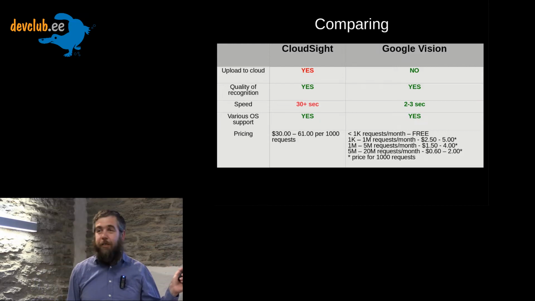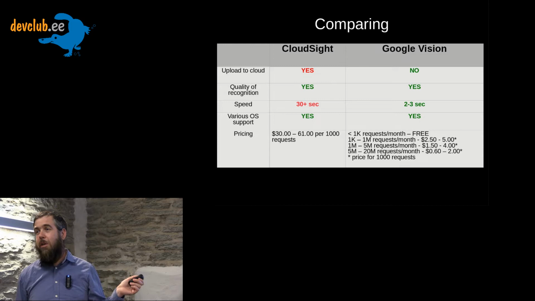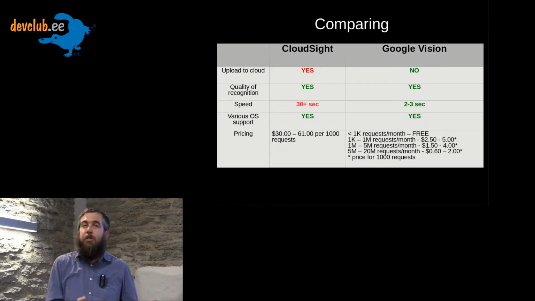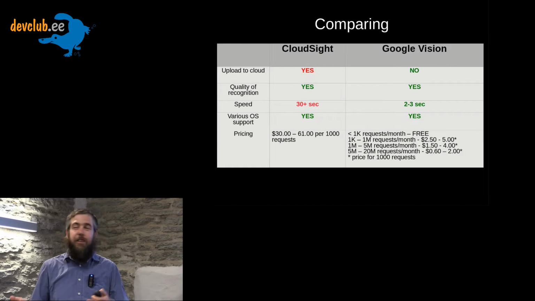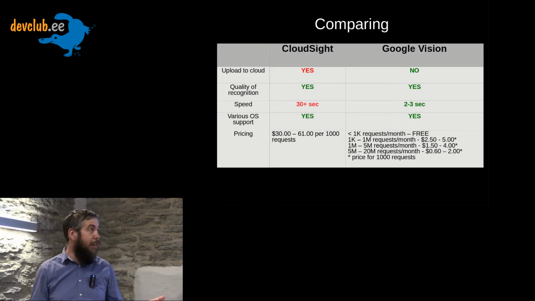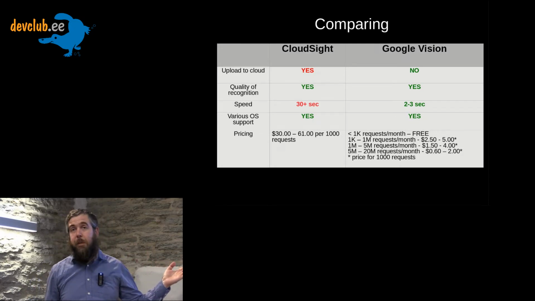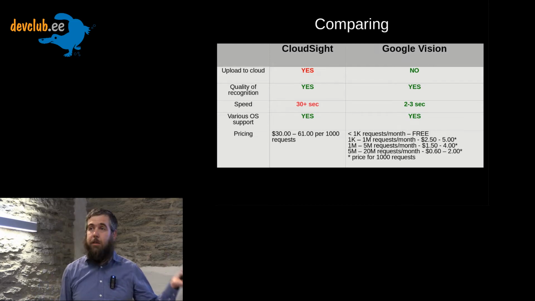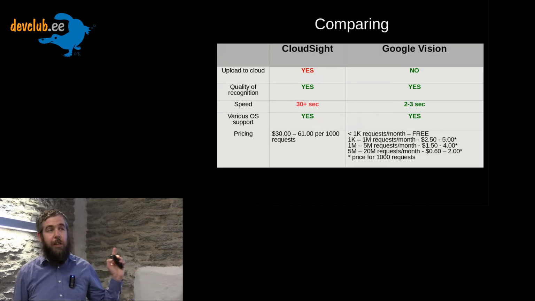Speed, really, this is how it is working. CloudSight takes up to half a minute to recognize the image, and in my case, when people are coming to the shop, they don't want to wait half a minute to get information, just to get the label of the product. But still, it was my first implementation, and it worked somehow. But I switched to Google Vision because it takes just 2-3 seconds, not more.